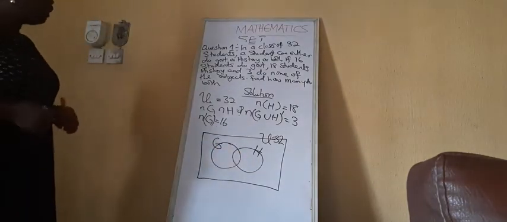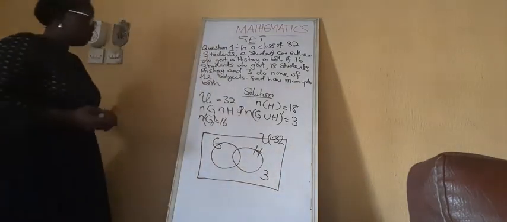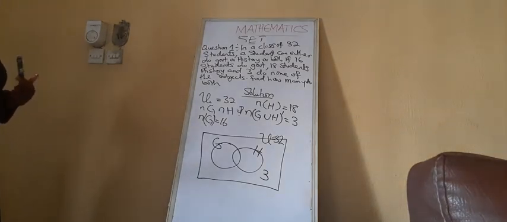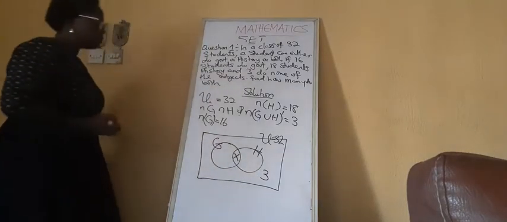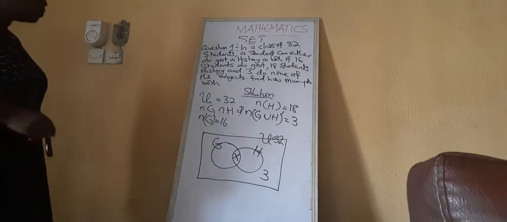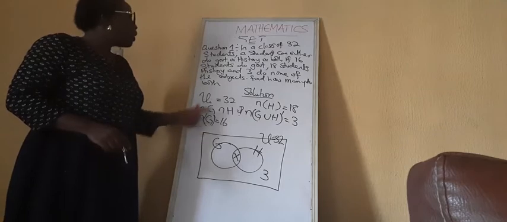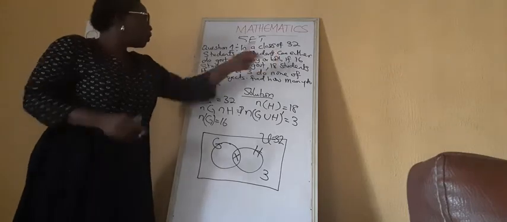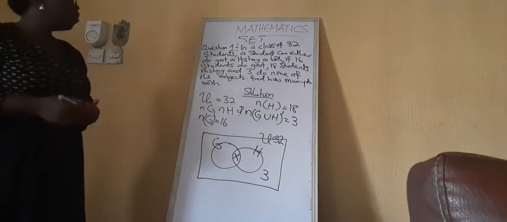And we are told that 3 do none of the subjects, so it will be outside. Then we are told that they want us to find how many do both. This is what we want to find. You name it X. Now, look at the question very well. A student can either do government or history, or both.